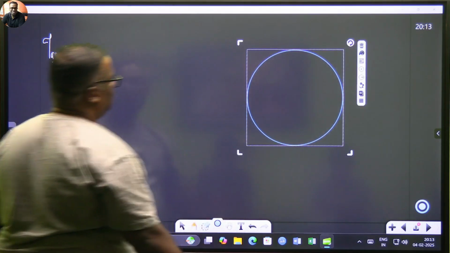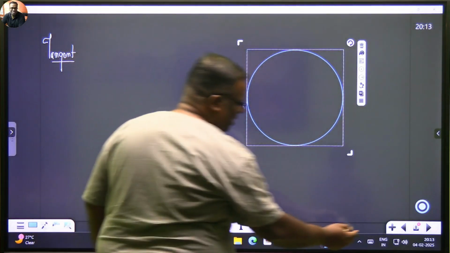Tangent. So let's first understand what a tangent is. In tangent there is only one formula. It's simple.